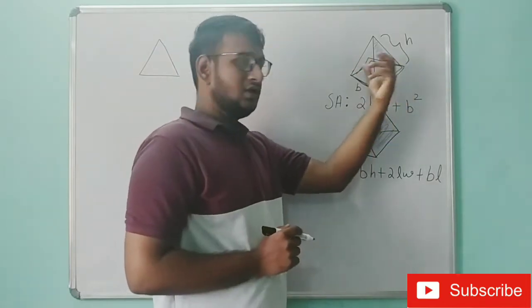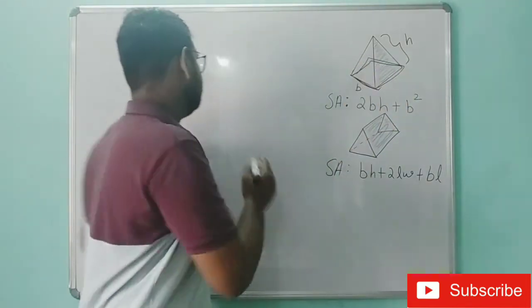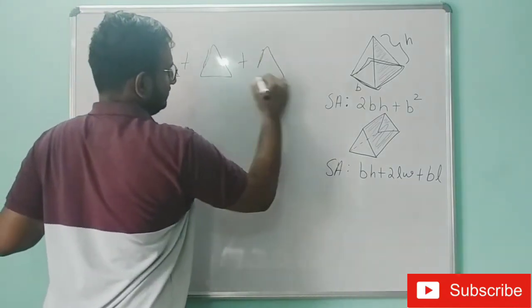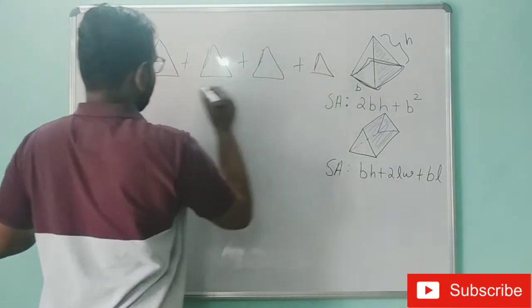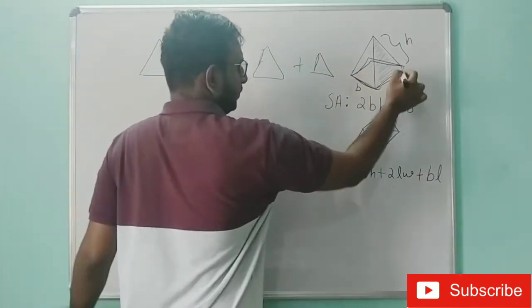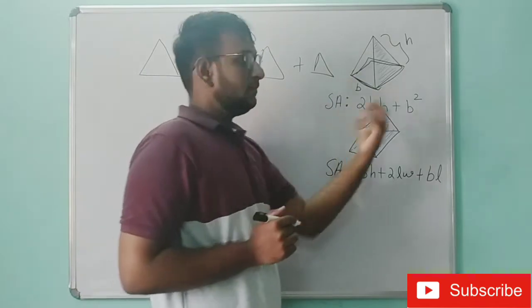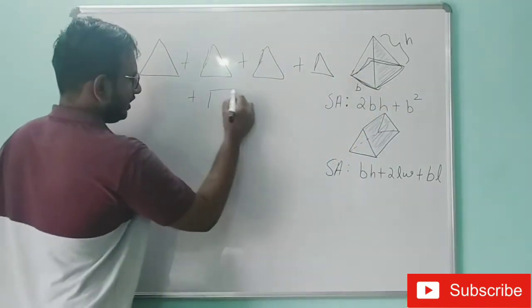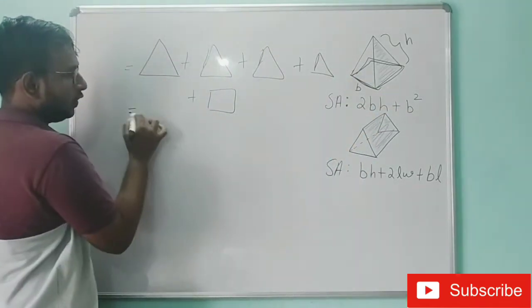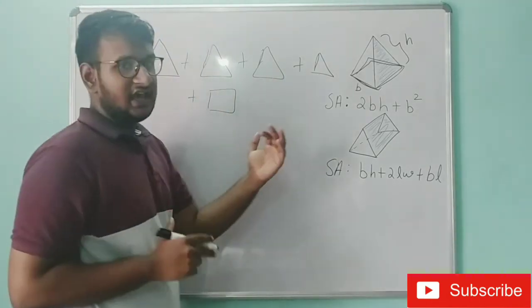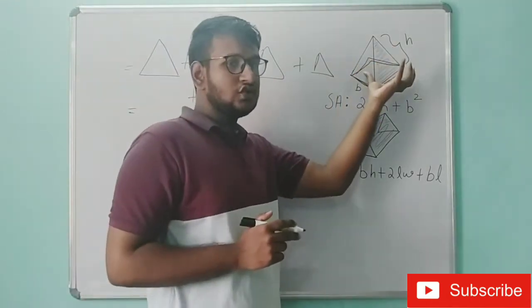Okay, so I am going to cut this into 4 triangles like this. I will have 4 triangles like this, plus I will have a base part, that is nothing but a square. Okay, so I will also have a square. If I find out the area of all these things, I can find out the surface area of this whole pyramid.